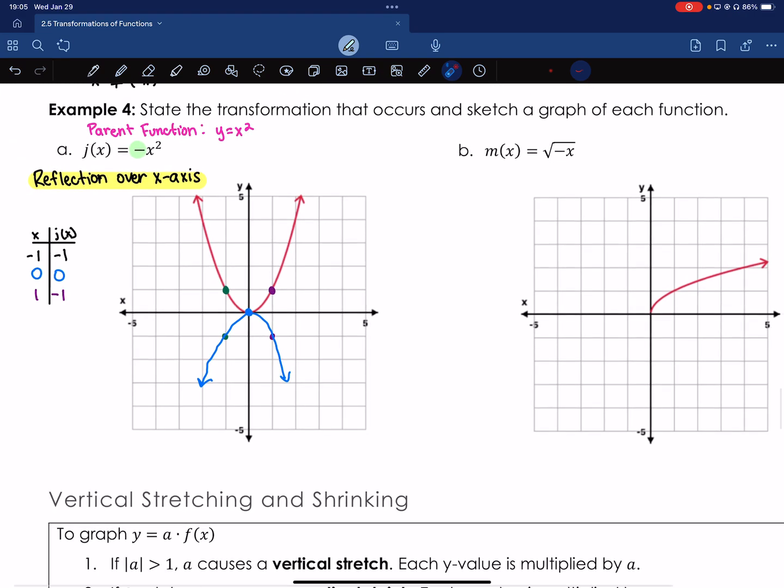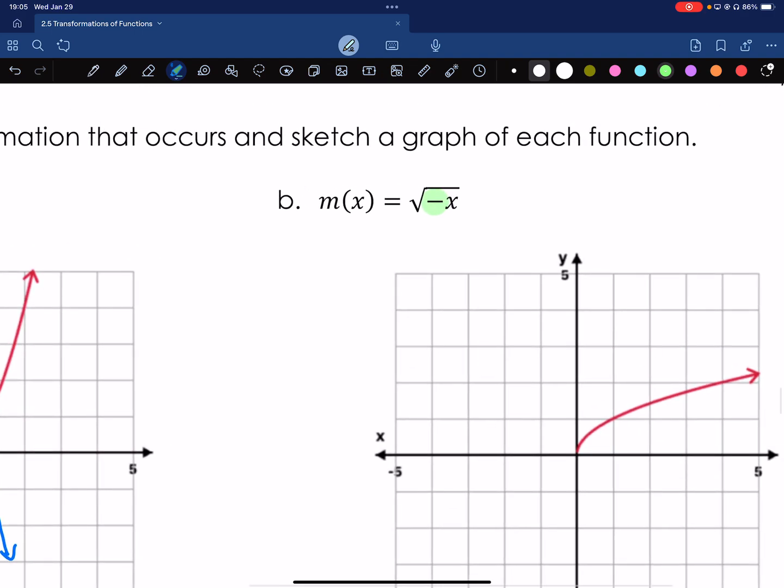Okay, looking at part B. So notice now this one is on the inside. Okay, so our parent function is the square root function.